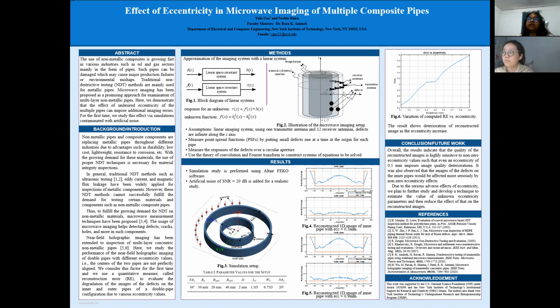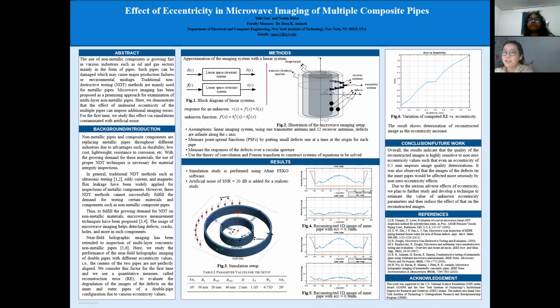Figure 6 on the top right corner shows how the error increased on the inner pipe as the eccentricity increased. We also studied the effect of eccentricity on the outer pipe resulting directly from changing the eccentricity of the inner pipe. Please refer to our paper for the details on that experiment. Finally, we were able to observe a clear correlation between the error and the eccentricity, and how it increased as eccentricity increased.